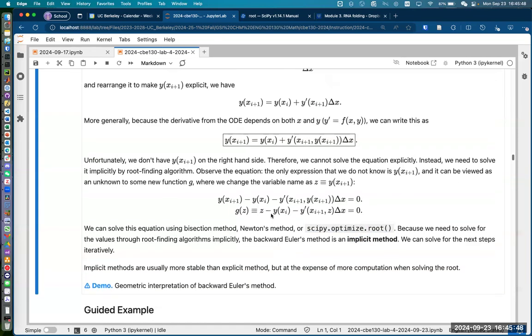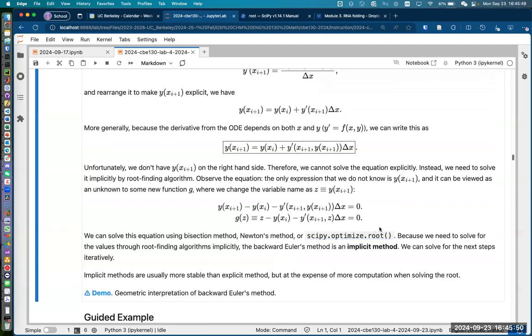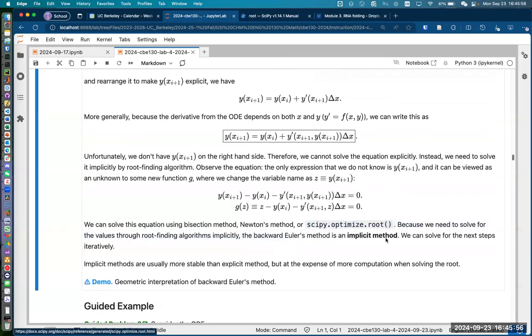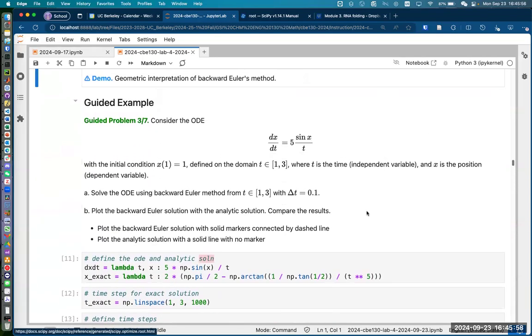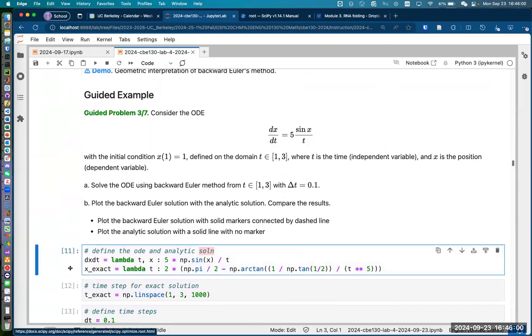The advantage of the implicit method is that it's more stable than the explicit method, but it requires solving for a root, so it's more computationally expensive. So let's do a guided problem.